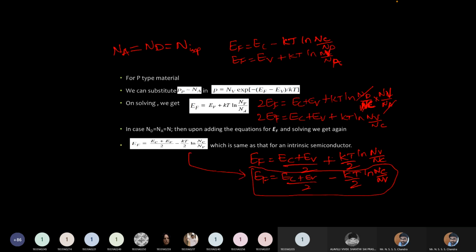If you see this expression, it is very much similar to that of an intrinsic semiconductor. So from this I can say that if the number of donor impurities is equal to the number of acceptor impurities, in terms of concentrations, then your extrinsic semiconductor is as good as your intrinsic semiconductor. It behaves like an intrinsic semiconductor only. The Fermi energy level is not going to change if you are adding an equal number of impurities on both sides. So with this, we are coming to the end of the review of semiconductor physics.